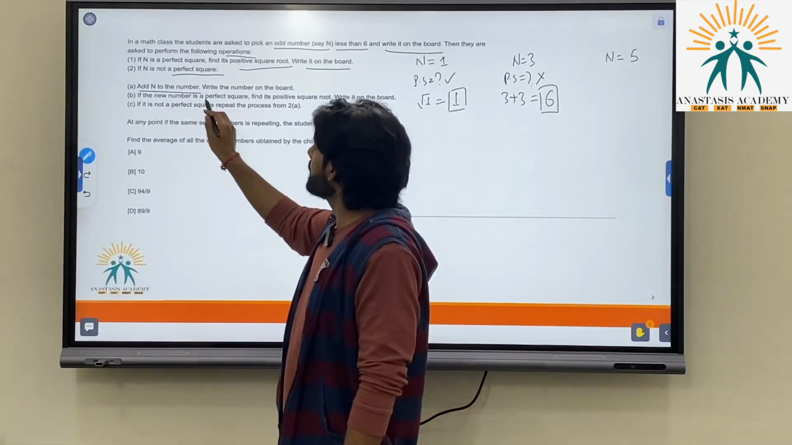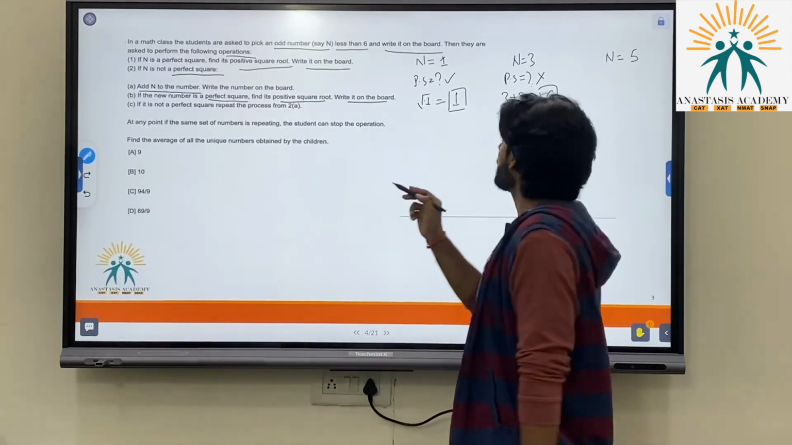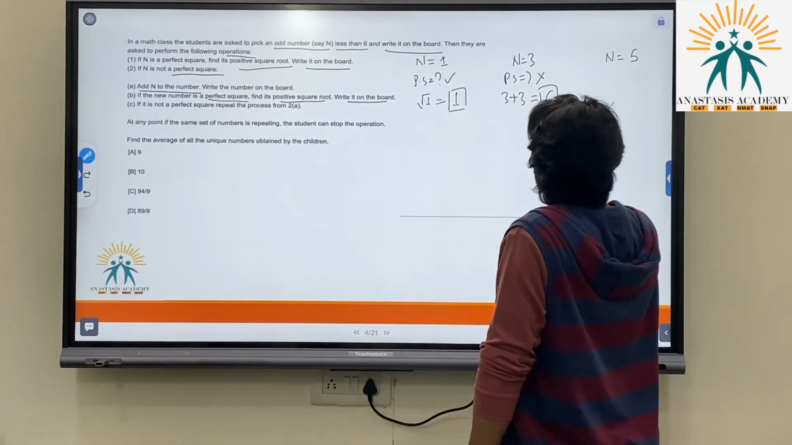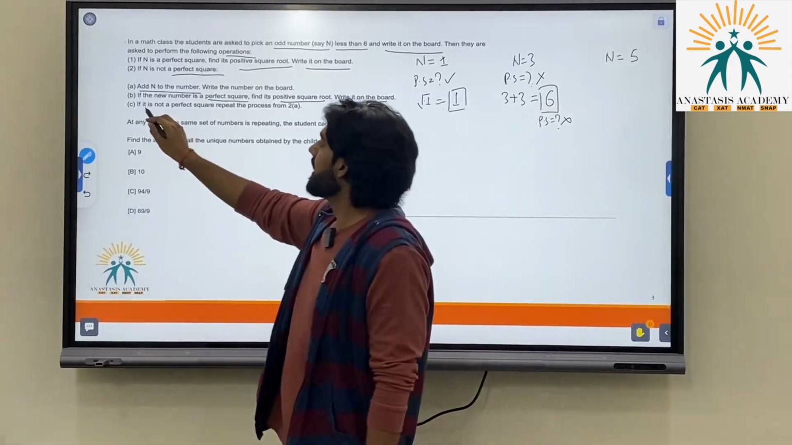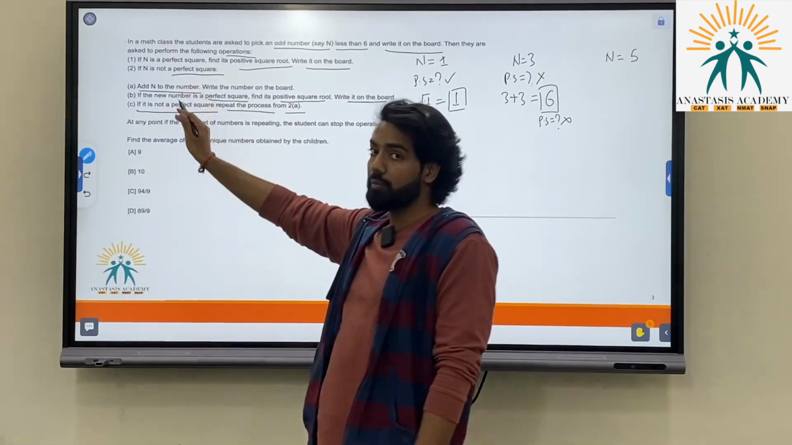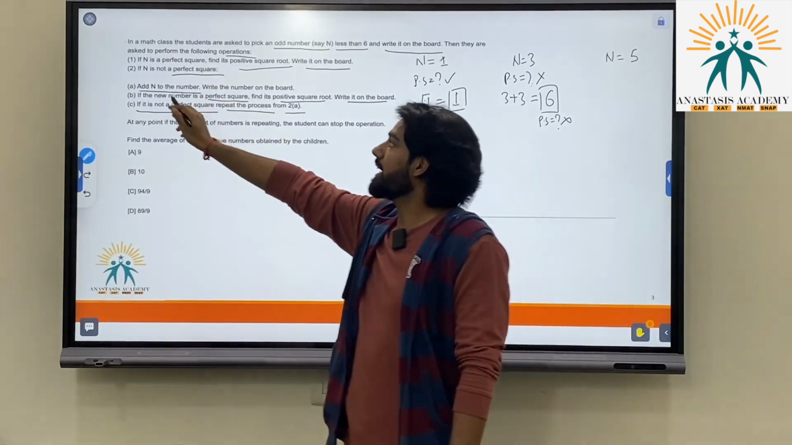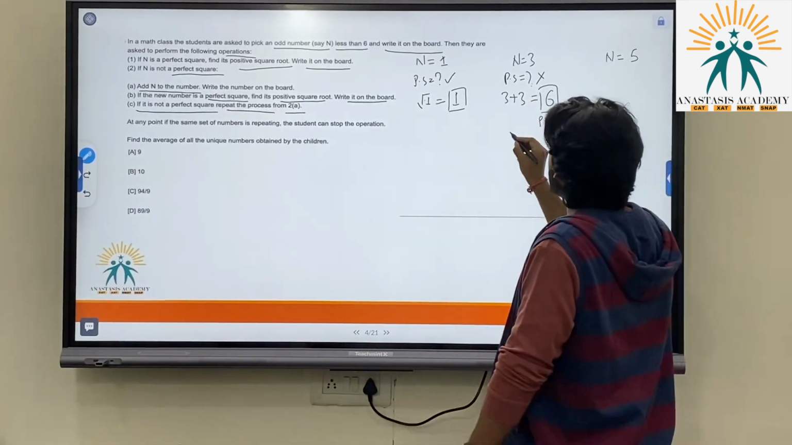Then if the new number is a perfect square, find its positive square root and write it on the board. So is it a perfect square? No, it is not a perfect square. If it is not a perfect square, repeat the process from 2a. So I have to repeat these processes. If it is not a perfect square, add n to the number. So I have to again add n to the number.